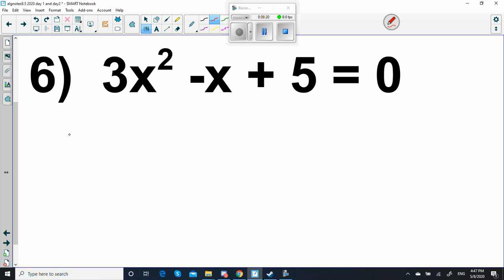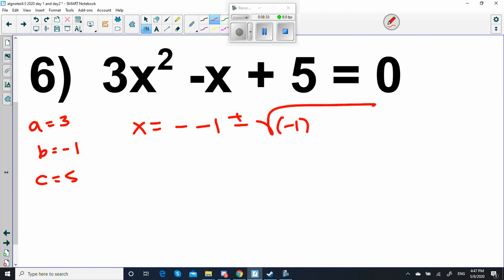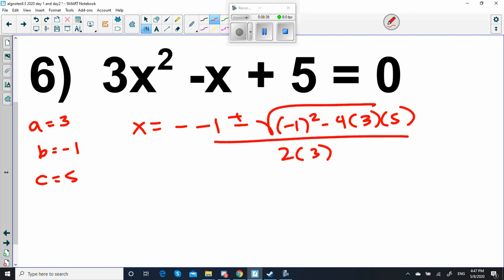All right, here we go. It's already in standard form. A is 3, B is negative 1, C is 5. So we're plugging it into the formula. X equals negative negative 1 plus or minus the square root of negative 1 squared minus 4 times 3 times 5, over 2 times 3. Okay, so I'm going to work right here and right here first. I'm going to go ahead and do each piece of this. So x equals 1 plus or minus, use my calculator for what's underneath.